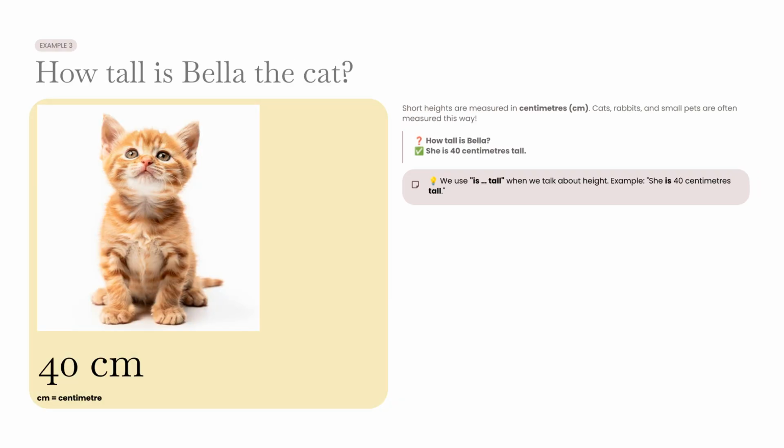Example 3. How tall is Bella the cat? She is 40 centimeters tall. Small heights are measured in centimeters. We say, she is 40 centimeters tall. Remember, we use is tall to talk about height.